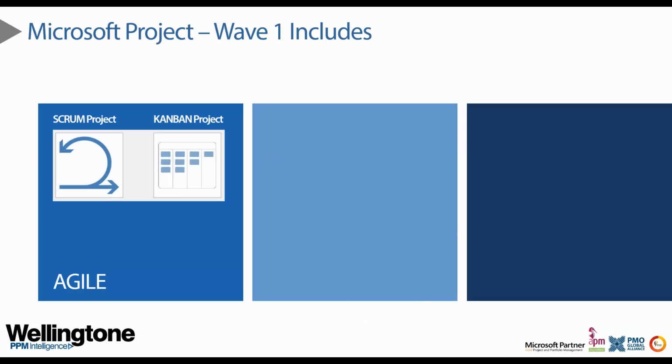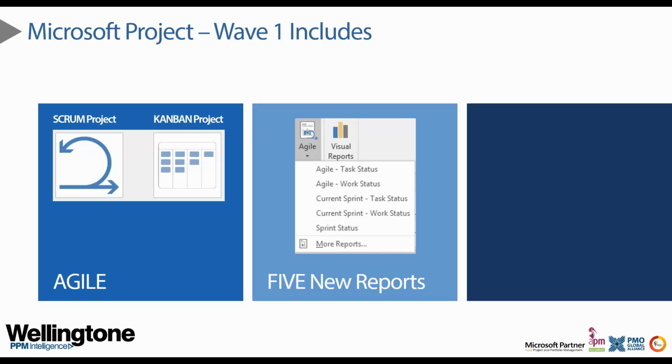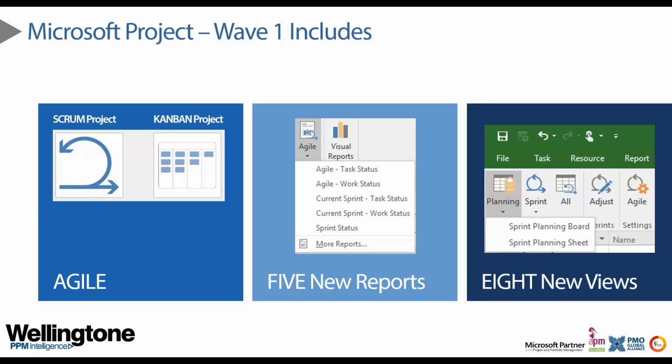So looking at the Wave 1 features that have been launched by Microsoft, what do they provide? Project now supports Agile, enabling you to use Scrum or Kanban methodologies in your project planning, execution, and reporting. To help you keep track of your Agile projects, Microsoft Project Now also offers 5 brand new reports, which we will be taking a look at during the demo itself. And last but not least, there are also 8 new views, which are available to support the planning and execution of the Agile projects that you have running within Microsoft Project.